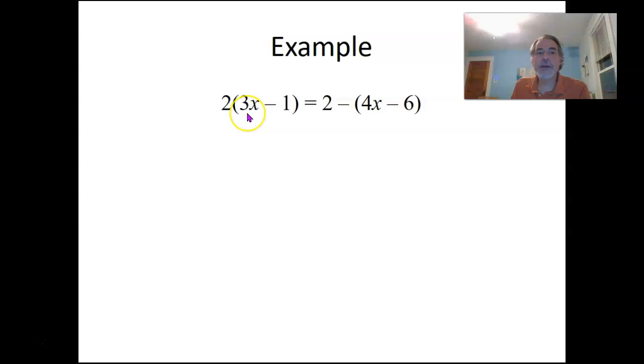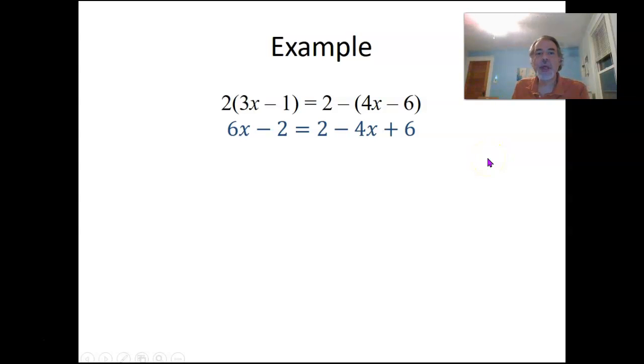So here we have 2 times, in parentheses, 3x minus 1 equals 2 minus, in parentheses, 4x minus 6. So first thing in my strategy is to remove the parentheses. Here I would multiply through by the 2. 2 times 3x is 6x, and 2 times the minus 1 gives you a minus 2. Over here, if I remove these parentheses, I have to distribute the minus sign that was in front of them. I get minus 4x, and minus minus 6, which is plus 6.